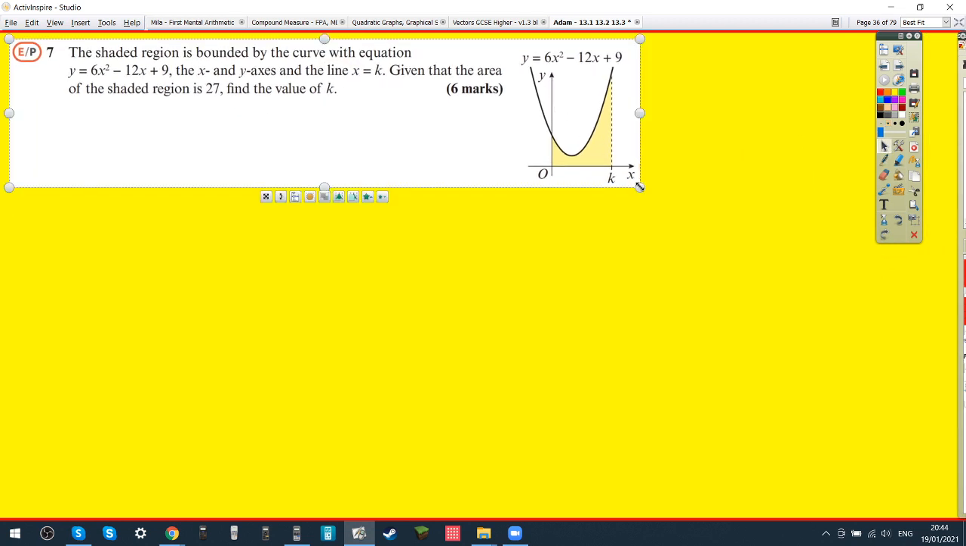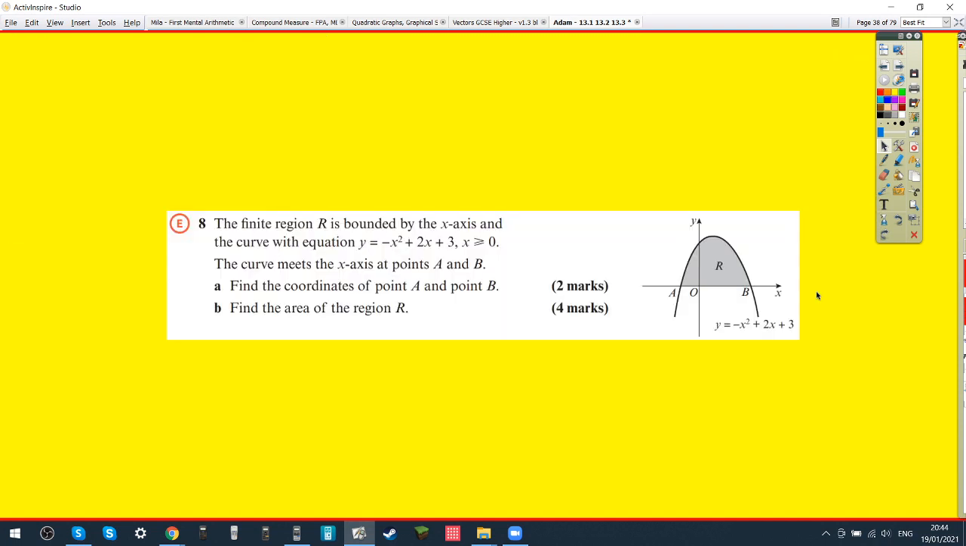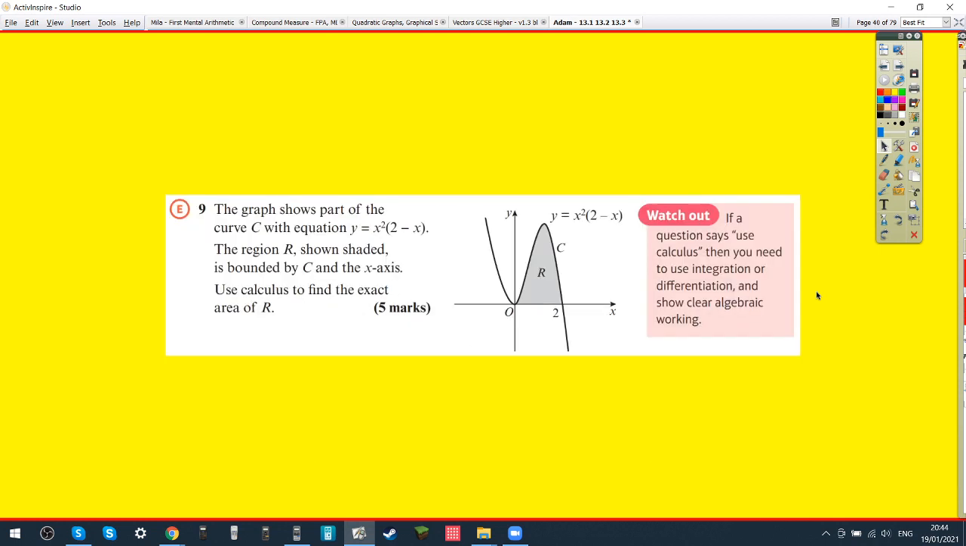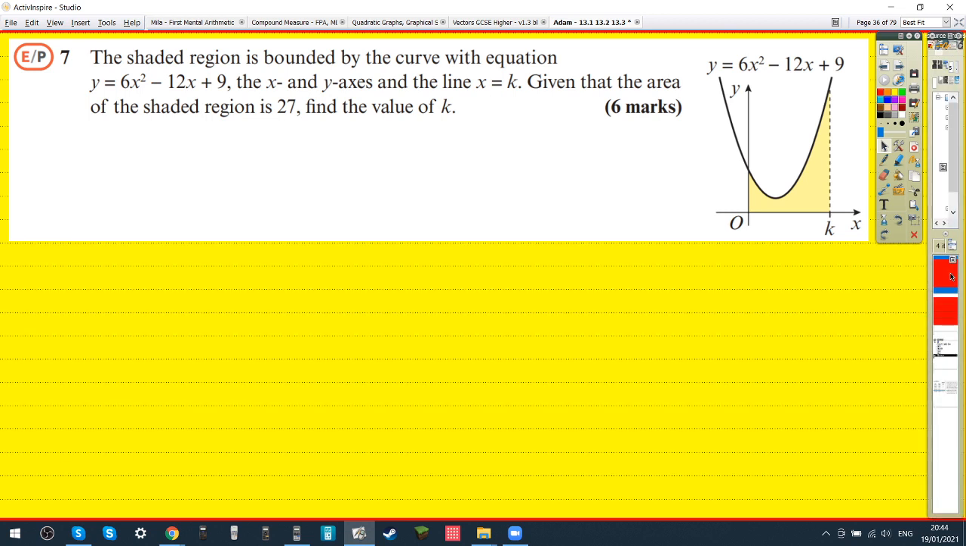Right, this one is a working in reverse type. Hang on, before I do this. The curve, find the coordinates. Yeah, so the only one worth doing is this one. Okay, let's try this one.